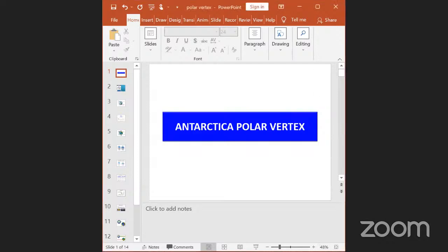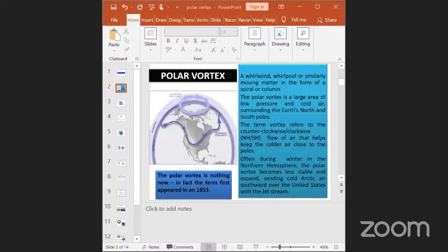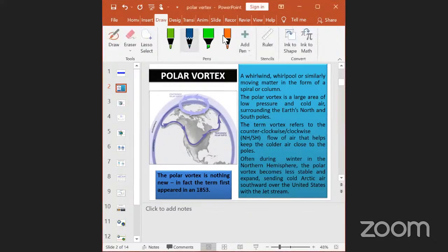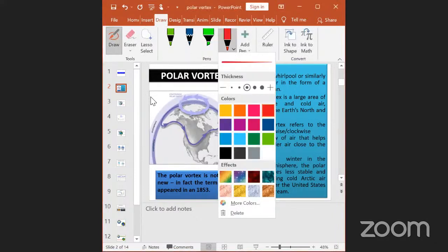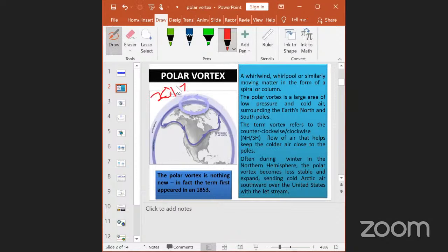So Antarctica hole in ozone depletion, right? First of all, we are going to the polar vortex. So what is this polar vortex and why was it in the news in the year 2019, and why is it important to know about this polar vortex? These are two words, right? Polar plus vortex.